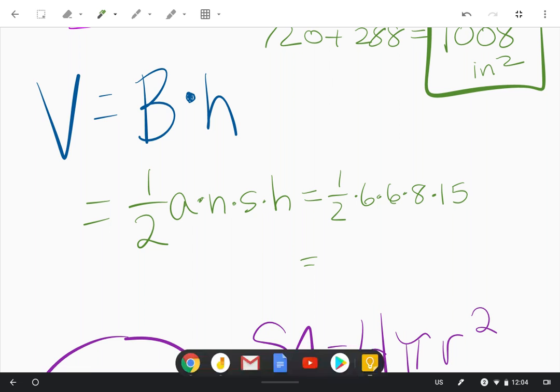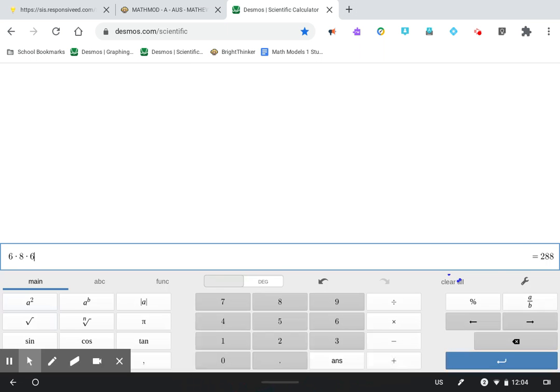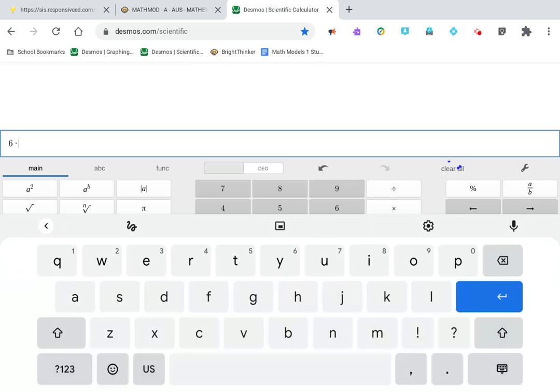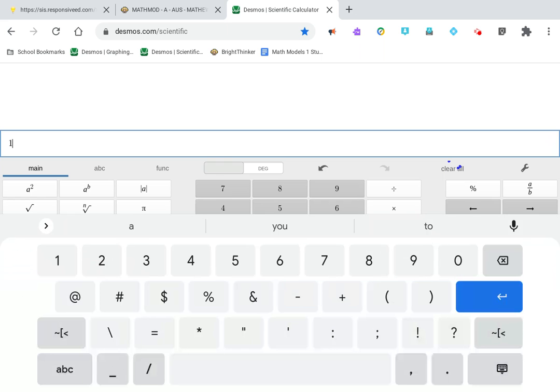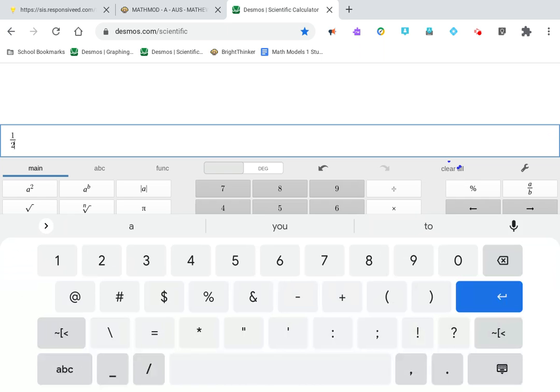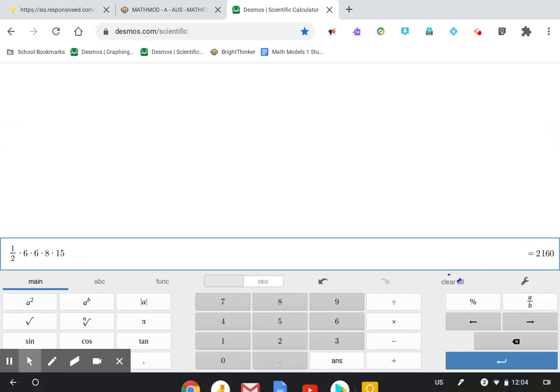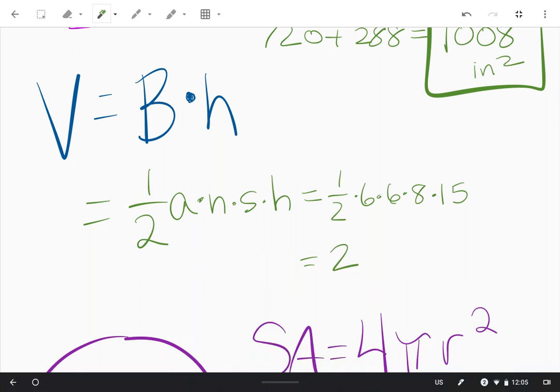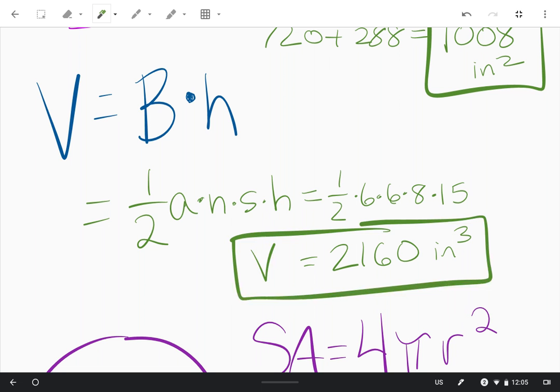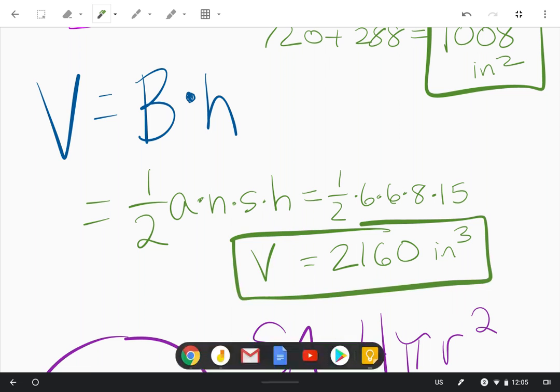We can just work that all out. 1/2, 6, 6, 8, and 15. So we have 1/2 times 6 times 6 times 8 times 15. 2,160 inches to the third. That's the answer for volume. I'll be posting all these formulas for you.